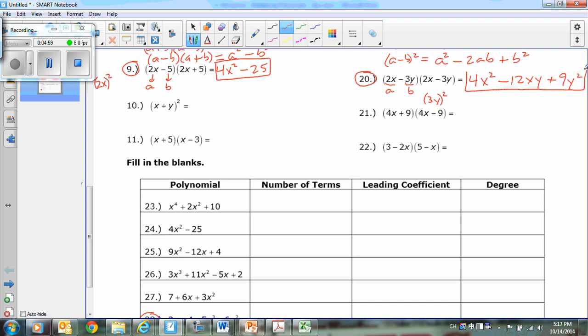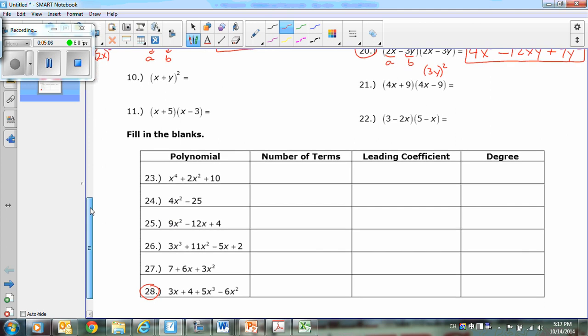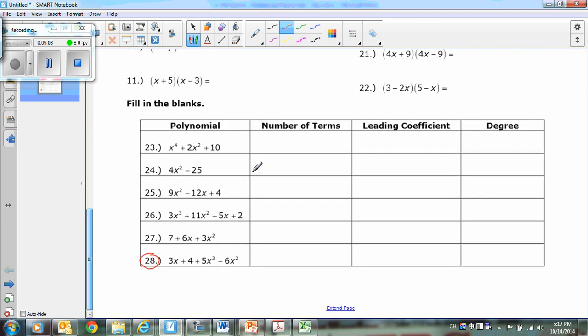All right, and then I just wanted to show you one example down at the bottom, filling in the blanks on this chart. So let's just go ahead and skip to the end. Let's look at number 28. All right, in this column, you're going to tell how many terms are in each polynomial. Terms are separated by addition and subtraction signs. So you can see in this problem, we have 1, 2, 3, 4 total terms. So the number of terms is 4, okay?